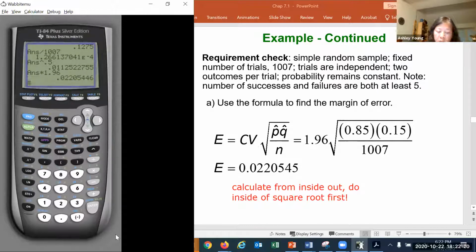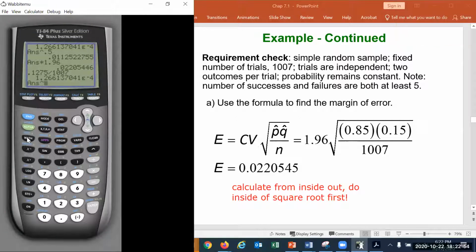So let me make sure I know what you're talking about here. Hold on a second. So what you did was 0.175 divided by 1007, and you raised it, did you do this? Yes. And then you did 1/2? Yes. I just put 1 divided by 2, and then I got the same answer.